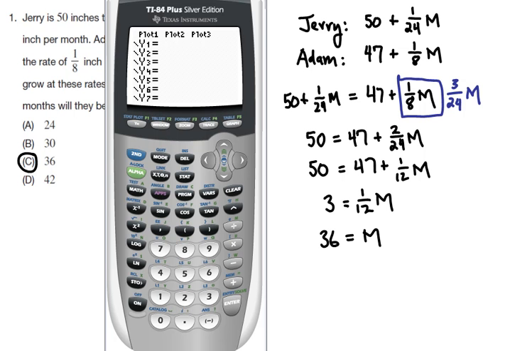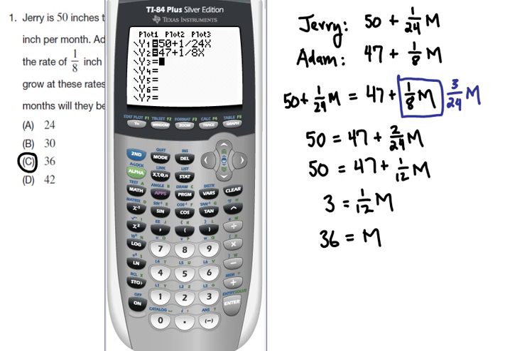to use my calculator, I would of course need to know how to construct those two formulas or those two functions for Jerry's and Adam's heights according to months. And for Jerry, I would put it into y1, 50 plus 1 over 24x. We can't use m as a variable, but we can use x. And Adam's I would put in as 47 plus 1 divided by 8 times x.